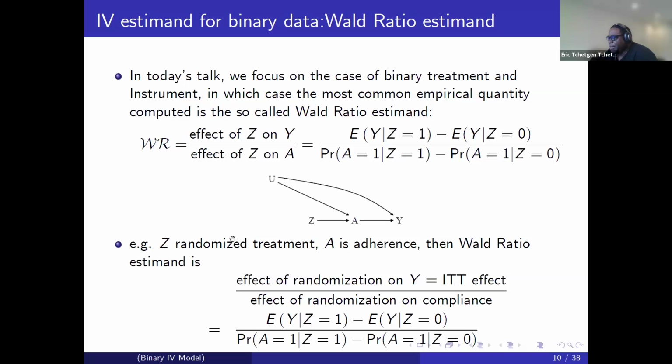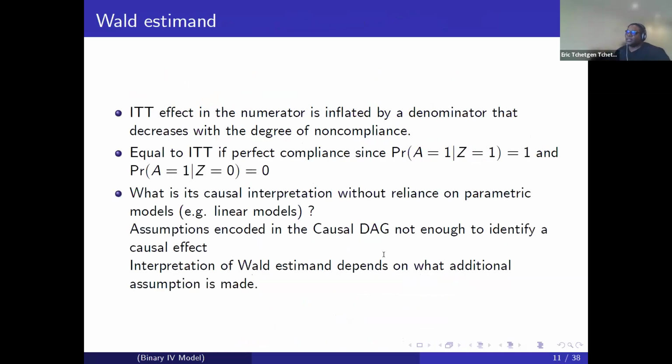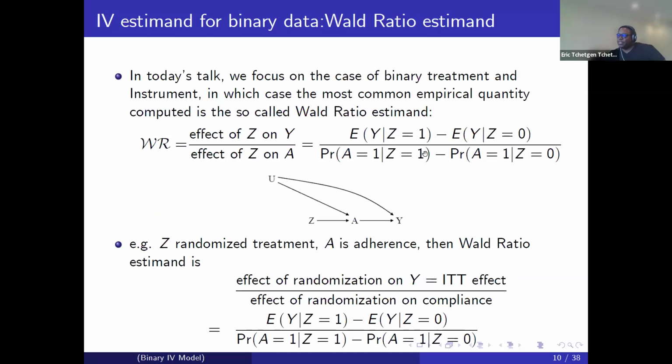In the randomized experiment setting, Z would be randomized treatment, A would be uptake of treatment, and the Wald ratio could be written as essentially the intent to treat effect corrected by the effect of randomization on compliance. You can easily see that if you have perfect compliance, therefore probability of A equals 1 given Z equals 1 is 1, probability of A equals 1 given Z equals 0 is 0, and of course, the Wald ratio, as it should, collapses to the intent to treat analysis, or the reduced form, regressing Y on Z.